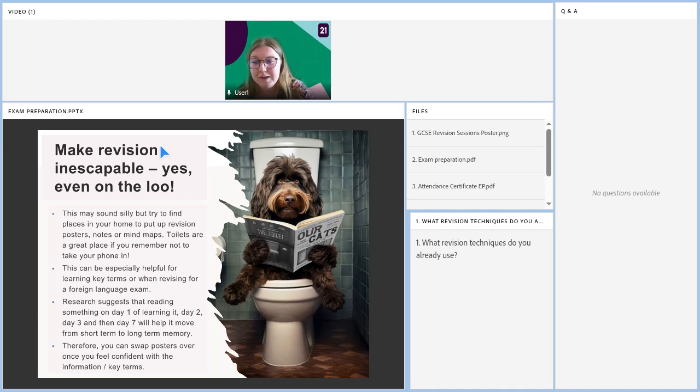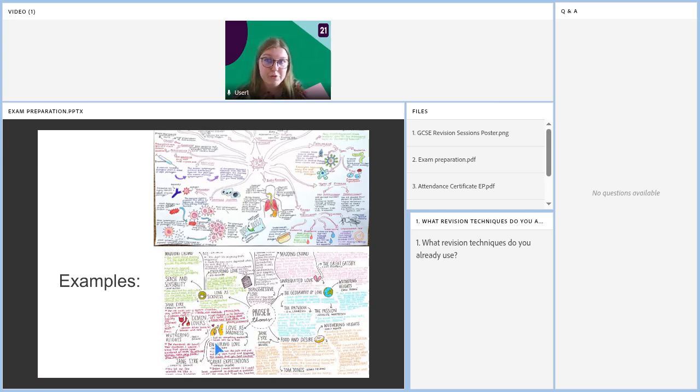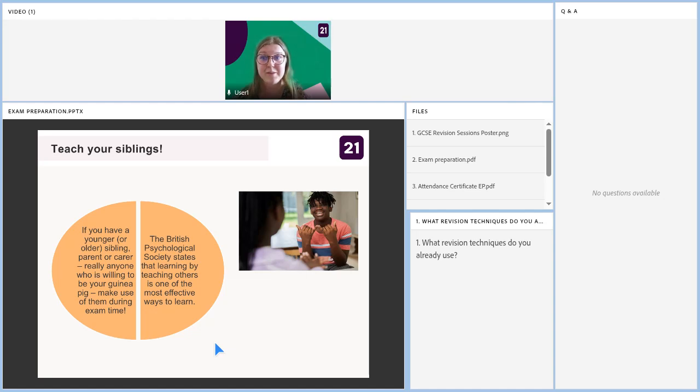So I think this is really helpful, and this is from personal experience that I know that. With these wonderful mind maps that you do create, there is a great place to put them in your house. And that is just anywhere that you're going to spend lots of time.